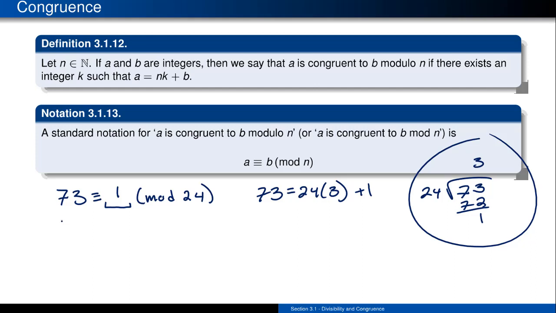So we've kind of alluded to this already, but if I was given the number 49, I could also see that this is going to be 1 mod 24. And if I wanted to write out the formal statement, I'm going to have a 49, which is then going to be 24 times 2 plus 1.